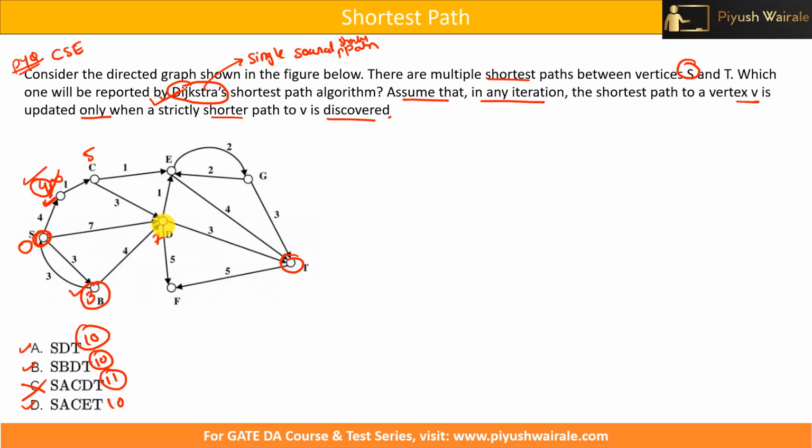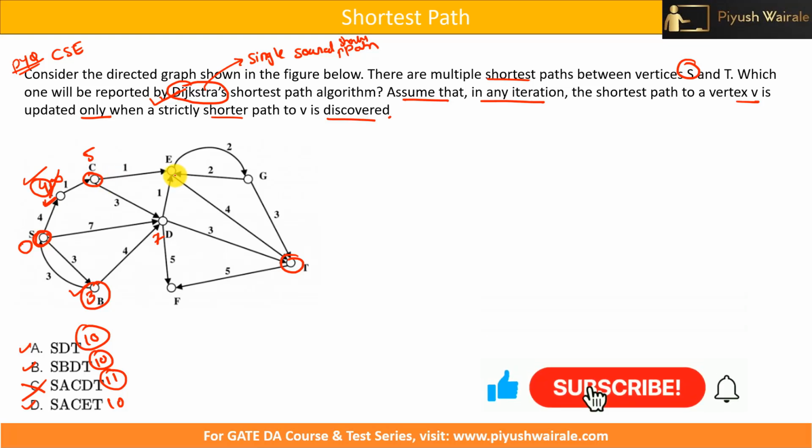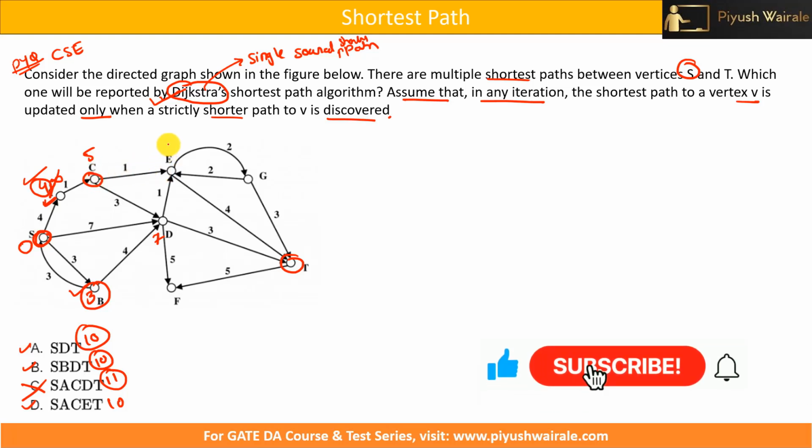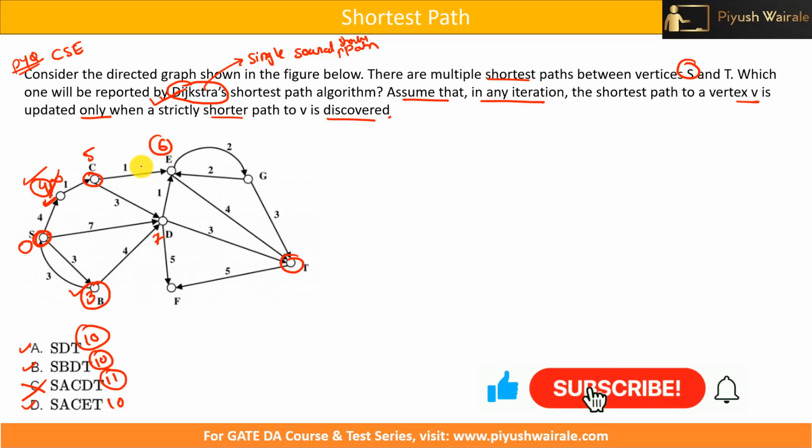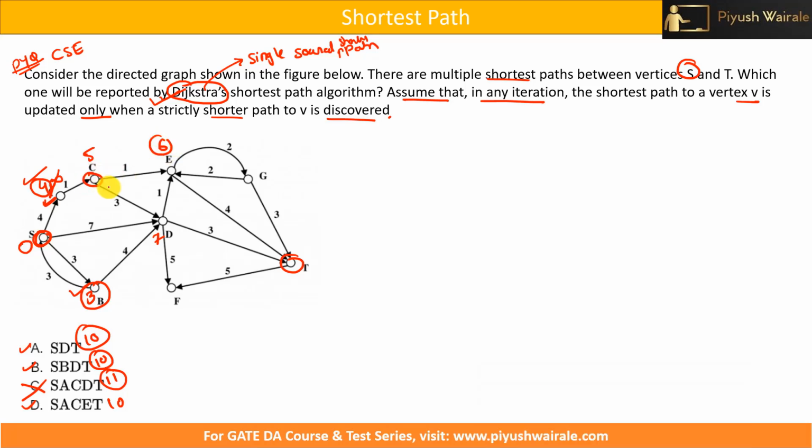I can reach the node D at the cost of 7. Now which one is minimum, between this and C? Then I will go to C. From C I can go to E also. I can go to D also. Now let's see, what is the cost required for going to E? 5 plus 1, that is 6. What is the cost required for going to D? 5 plus 3, that is 8.